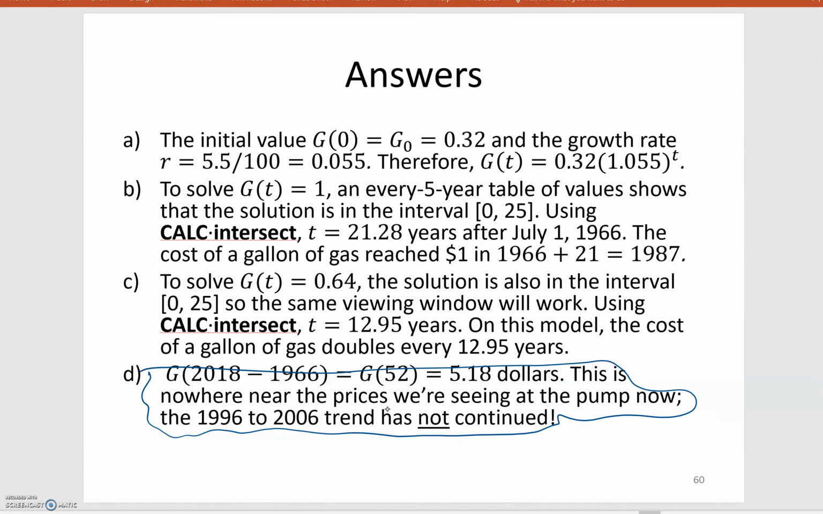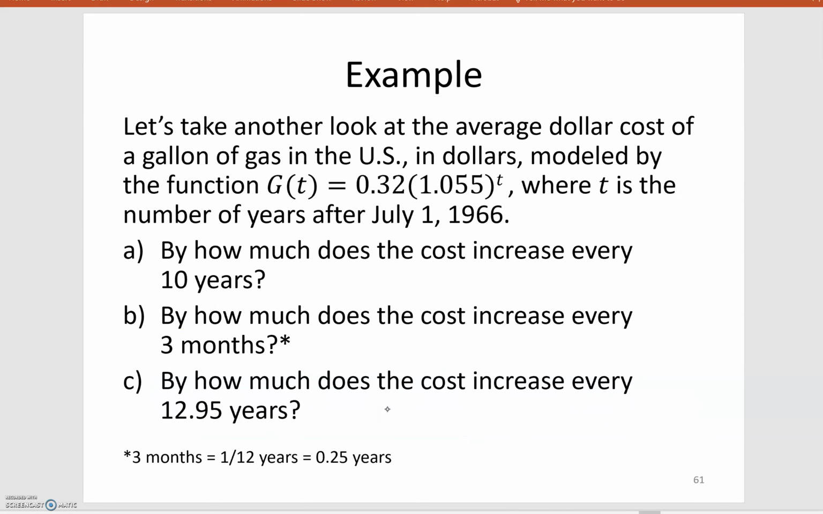All right, so that's some more work with an exponential growth function. Continuing with this model, same model that we just used, let's think about changing this time unit. If you notice, all three of these questions are about changing the increment of time that we're interested in. So rather than going yearly, what if we go every 10 years? By how much does the cost increase? Or what if we go every 3 months or every 12.95 years?